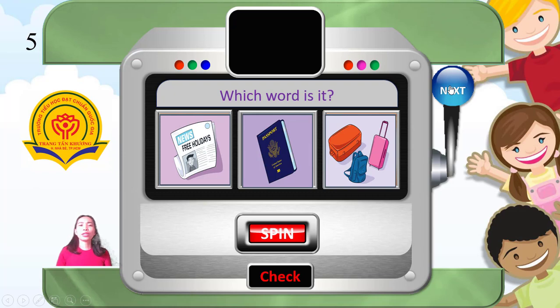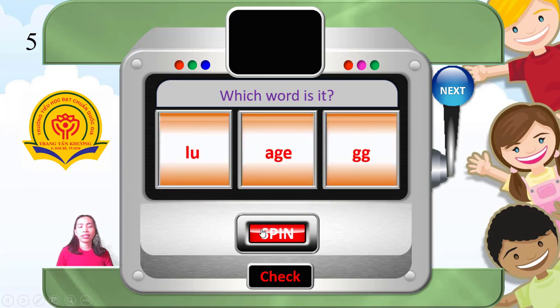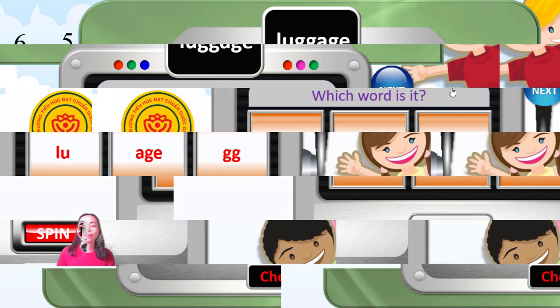Okay, you can see 3 pictures: newspaper, passport, and luggage. Can you guess what word it is? Sure? Let me check. Oh, so the word is luggage. That's right. Next.